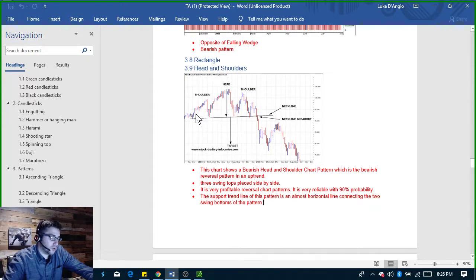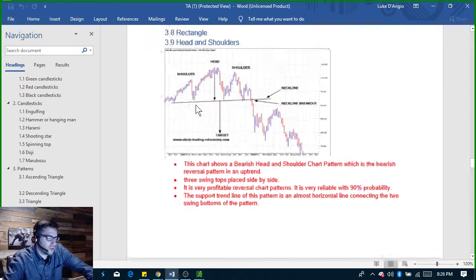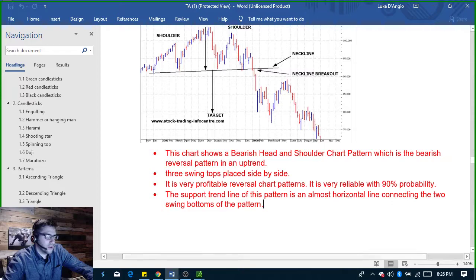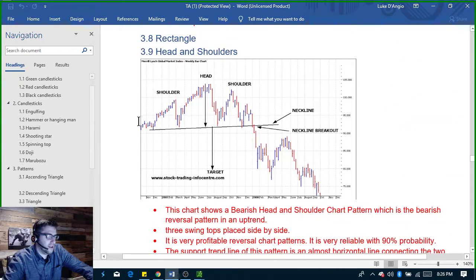So here's a head and shoulders formation. Head, shoulder, head, right? It looks like a head and shoulders almost. And I want you to notice something right here, something interesting. It almost looks like it has two shoulders, right? On this head and shoulders, if I zoom in, it almost looks like a shoulder, head, and then like two shoulders.